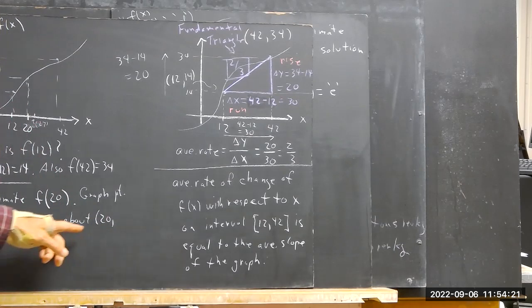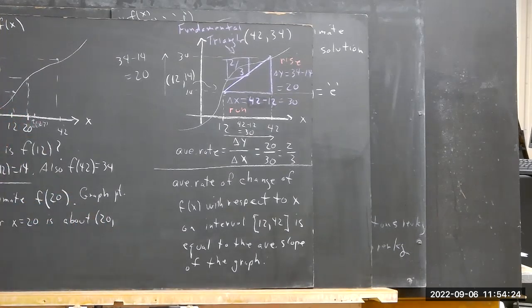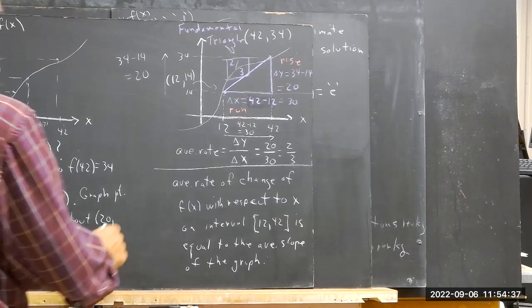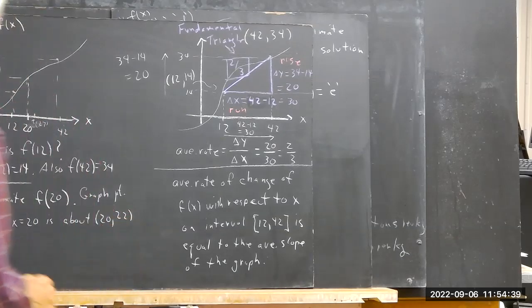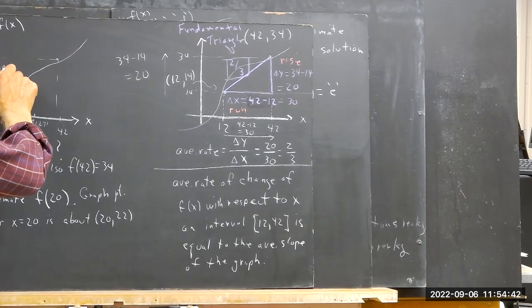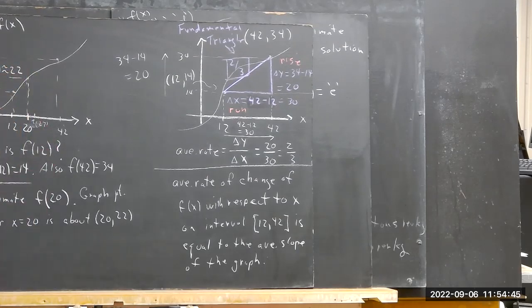The graph point for x equals 20 is about 20. And if I come up to here, halfway between 14 and 34 is 24. So 24 would be halfway. This is a little closer to 14. So I'm going to say maybe about 20, 22. I use wavy equal signs for approximately equal to 22. Meaning that's an estimate. It's not exact. We don't know the exact result because there's no formula for the function. You just have the graph and you do the best you can.